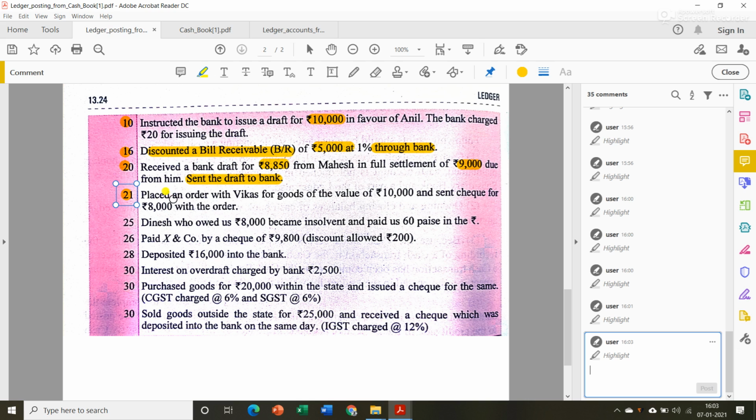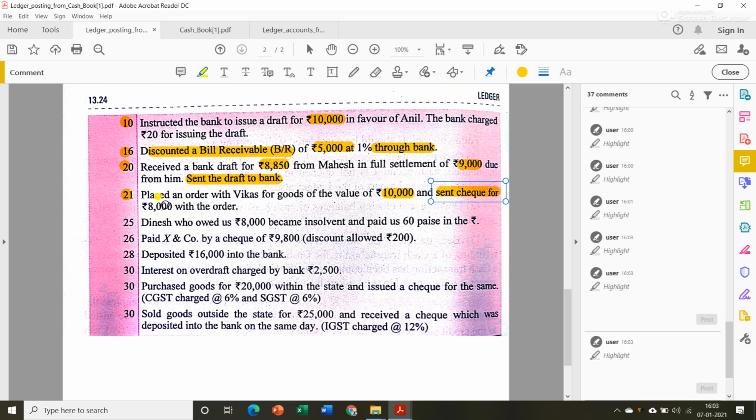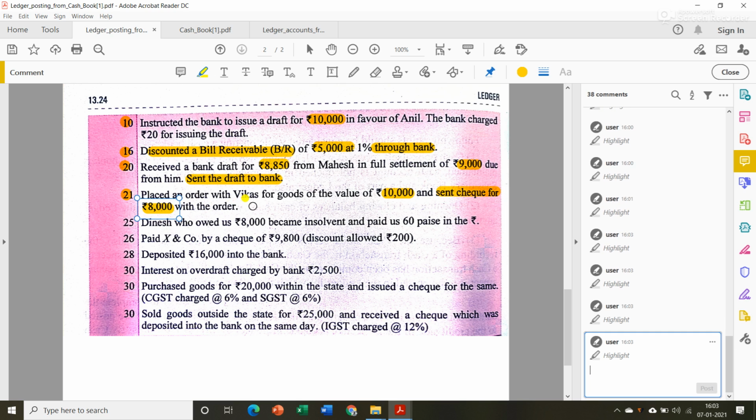On April 21, we placed an order with Vikas for goods of the value 10,000. Remember, we placed the order only. We haven't paid 10,000 to him. Then we have sent a check of rupees 8,000 with the order. Means we made a bill of 10,000.